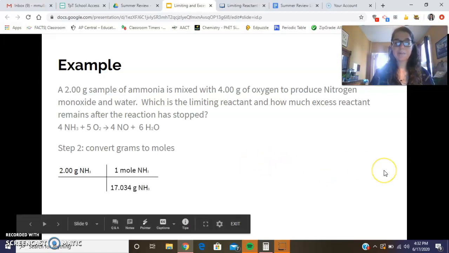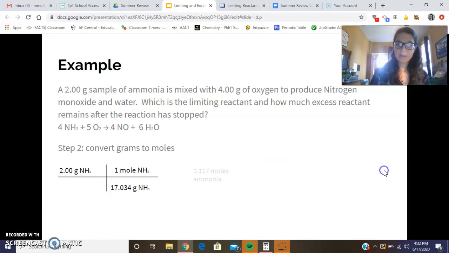So in 1 mole of NH3, I have 17.034 grams of NH3. That tells me that I have 0.117 moles of ammonia. I'm going to do the same thing with the amount of oxygen I'm given. So I'm starting with 4 grams of oxygen, O2.